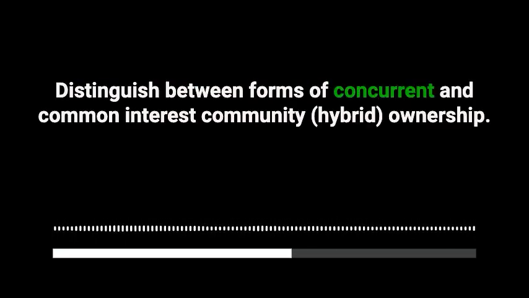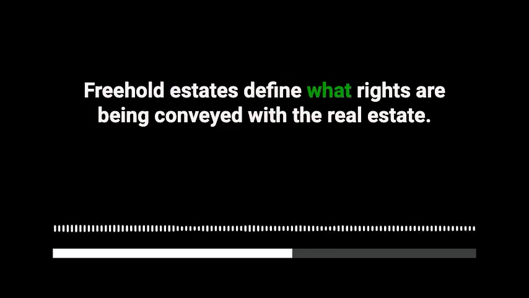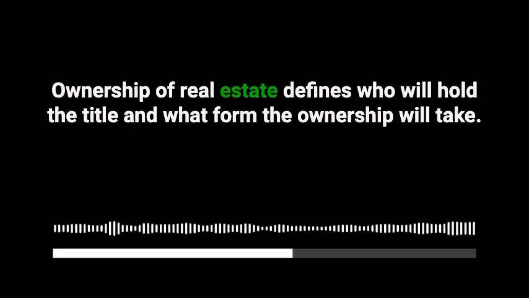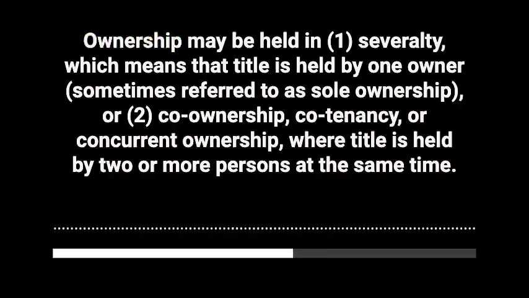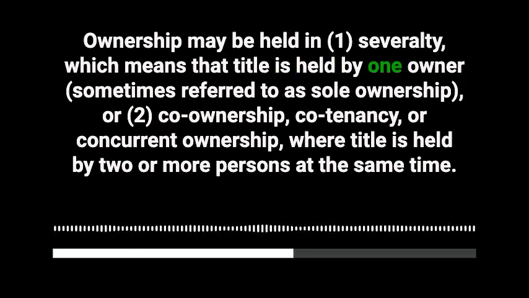Learning objective. Distinguish between forms of concurrent and common interest community ownership. Ownership of real property. Freehold estates define what rights are being conveyed with the real estate. Ownership of real estate defines who will hold the title and what form the ownership will take. Ownership may be held in severalty, which means that title is held by one owner, or co-ownership, co-tenancy, or concurrent ownership, where title is held by two or more persons at the same time.